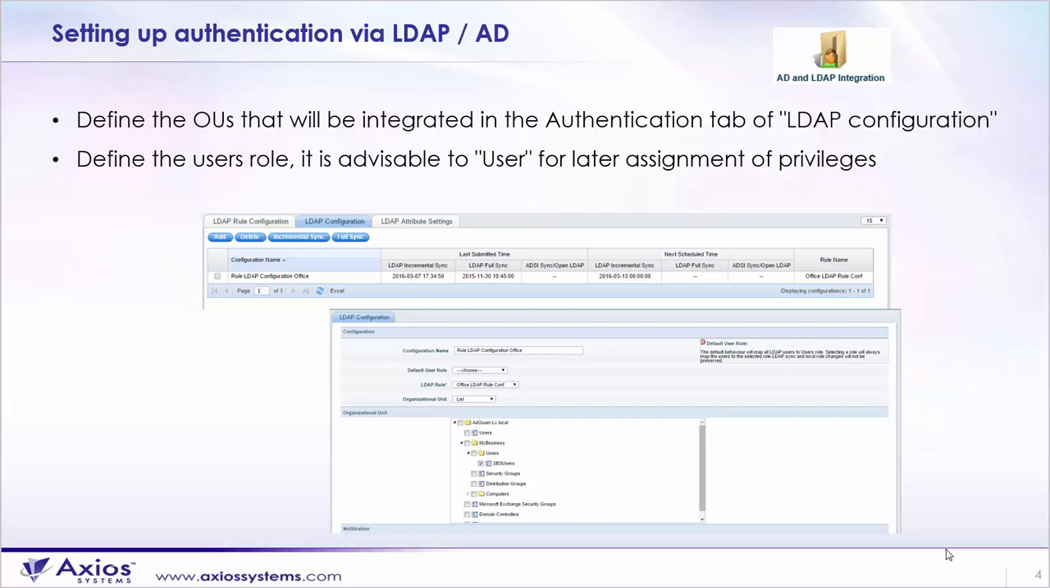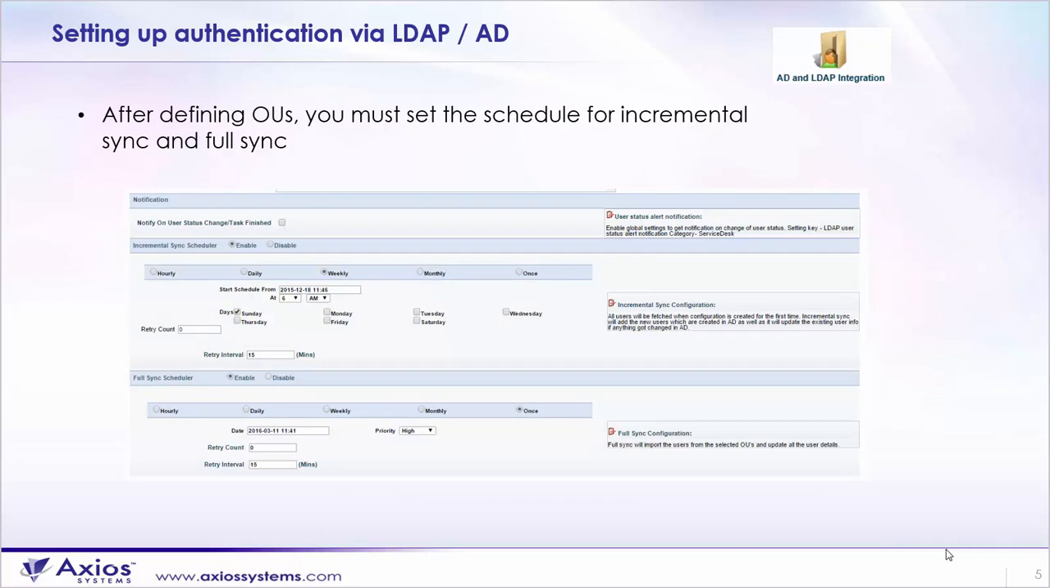What that means is that different people can do different things in ITAM. It's advisable to set everybody at the lowest level first and then by exception allocate the senior users or the administrators administration rights later. So we set everybody up as a user to begin with minimum rights. Once we've defined the OUs, we schedule when we want the sync to happen, either incrementally and or a full sync.